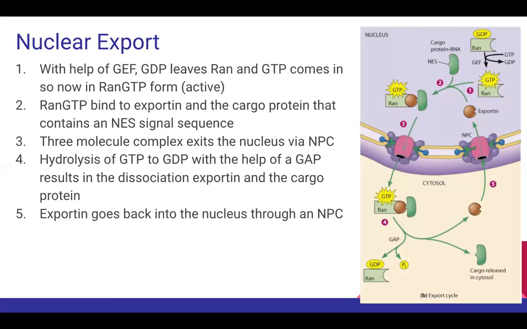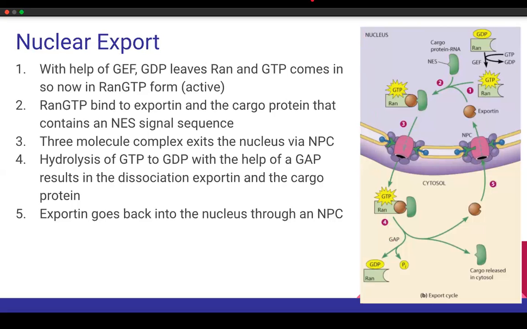Once it's in the cytosol, you need to release the cargo protein into the cytosol. So GAP has to help accelerate the intrinsic GTPase activity of RAN. So it'll allow it to hydrolyze GTP to GDP much faster. Once it's hydrolyzed to GDP, the exportin is released and the cargo protein is also released, and then the nuclear export cycle can continue. Anybody have any questions about nuclear import and export or anything we covered throughout this whole exam review? Any exam one review content? Otherwise, we're pretty much done.